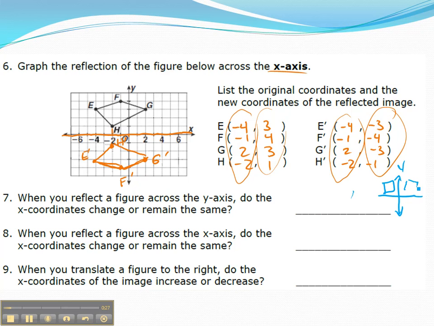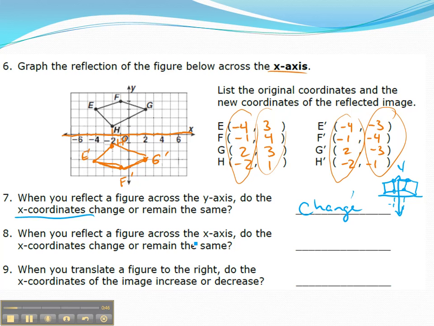If we reflected that across the y-axis, for each vertex, the y-coordinate does not change, but the x-coordinate changes from negative x to positive x, changes to its opposite. So if you reflect across the y-axis, the x-coordinates do change.